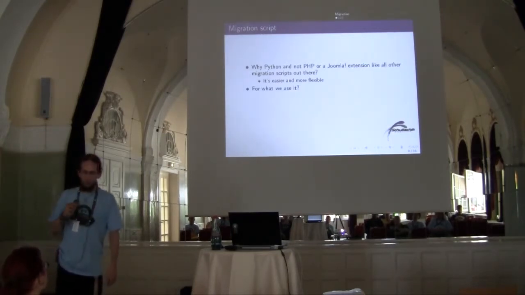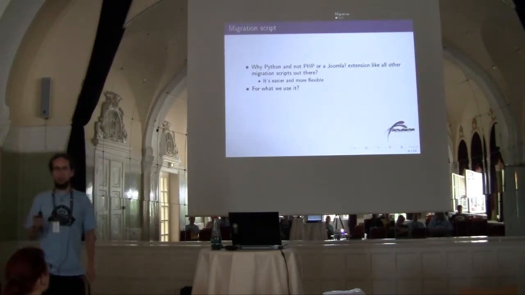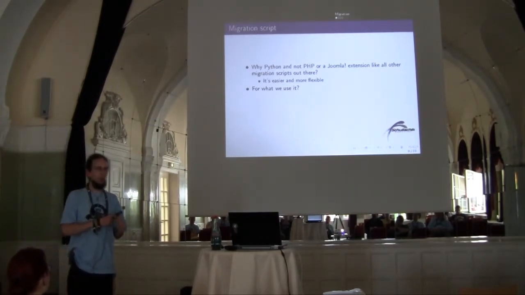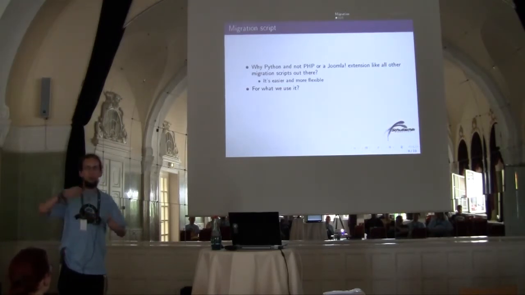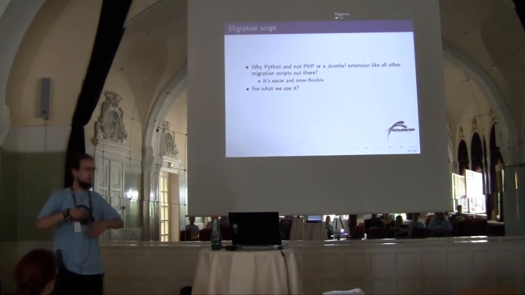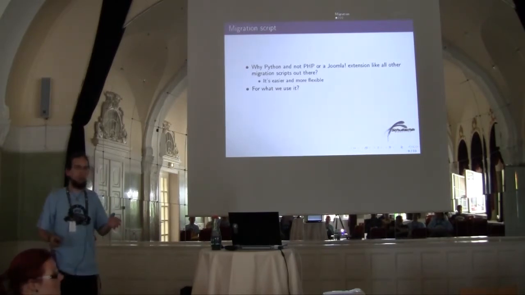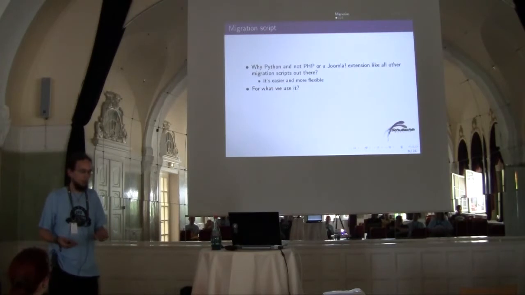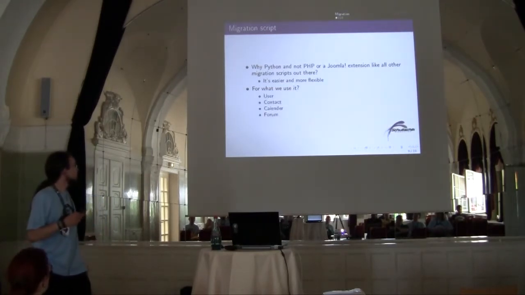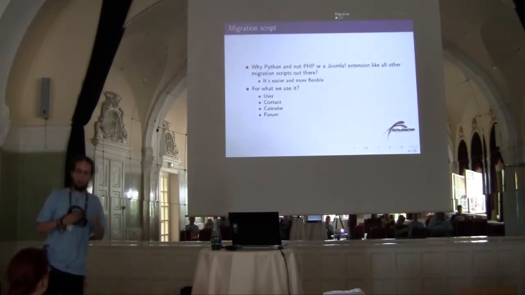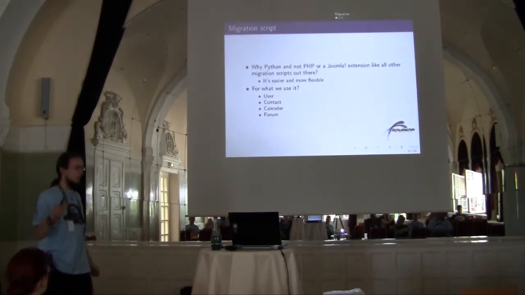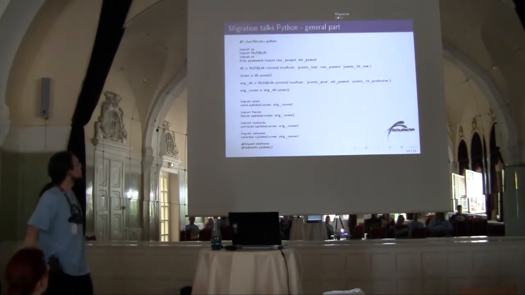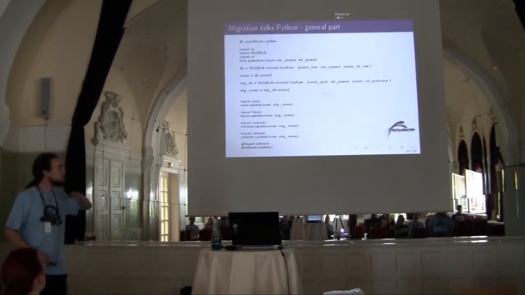What we use it for: we don't migrate the content, because for one part we are changing the structure of our content. With Sobi Pro we can do subcategories and subcategories and subcategories, so we will change the structure of our site a bit so it's more intuitive, and people can find the information they want much more easily. We are using the migration script for the user database, the contact database, the calendar, and the forum. So that's the general part of the migration script. As you see, it's just a few lines of code.